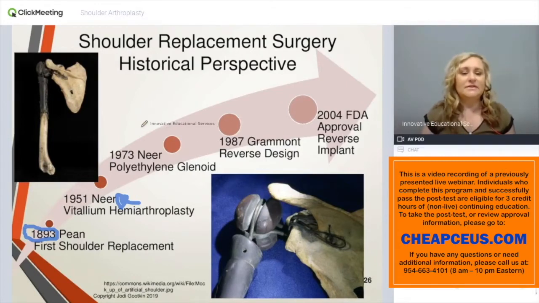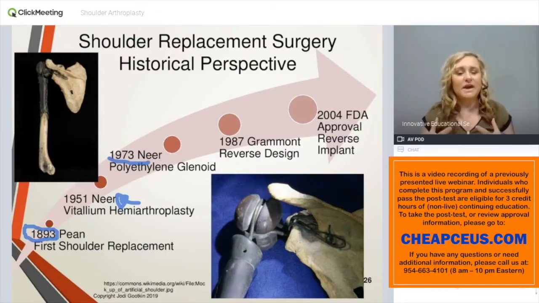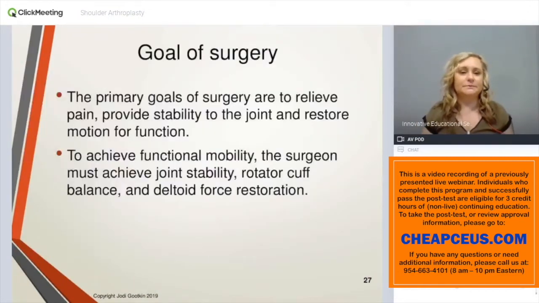He continued into the 1970s to perfect his components and try to provide a more functional upper extremity, but what was found is that the components would loosen in some patients, and they weren't really sure why. So they started to continue to look at the design, and in the late 1980s, 1987, Graham developed the reverse design, specifically to target those shortcomings of loosening of the prosthetic components. And then finally, in 2004, the reverse shoulder arthroplasty was approved here in the United States. So as I mentioned, it's really still in its infancy here in terms of the research.